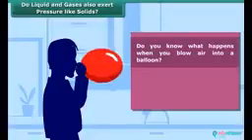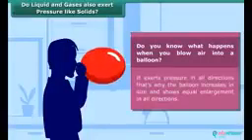Do liquids and gases also exert pressure like solids? Do you know what happens when you blow air into a balloon? It exerts pressure in all directions. That's why the balloon increases in size and shows equal enlargement in all directions.